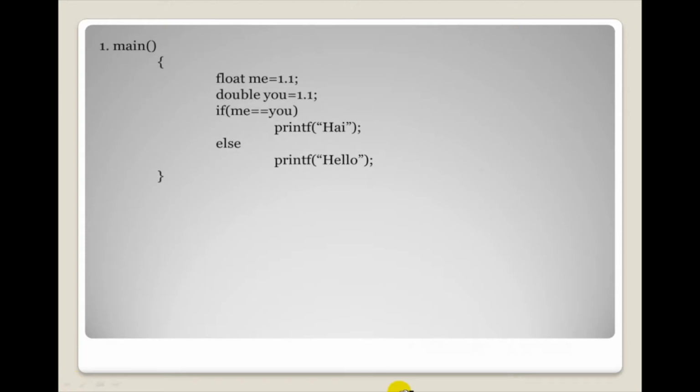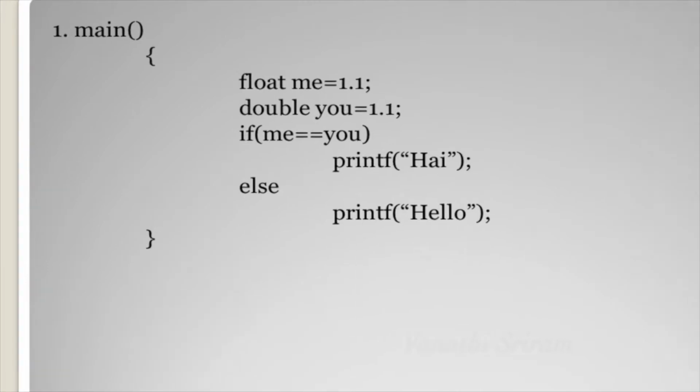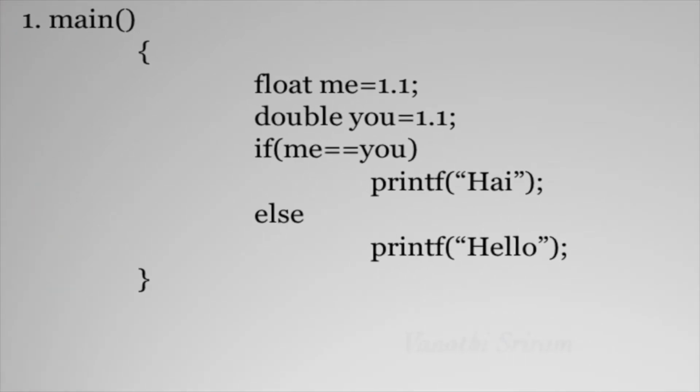Can you guess the answer for this? Is it hi or hello? If your answer is hi, then it's wrong because whenever float and double values are compared, the precision value will vary. For float, the precision value is 6. For double, the precision value is 14.